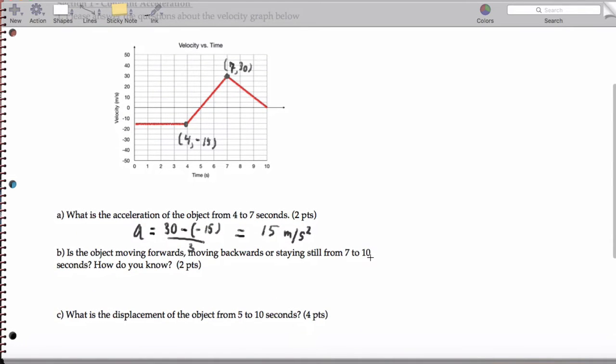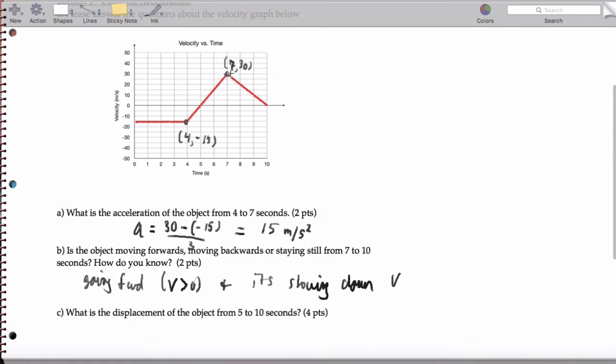All right, next we ask, is the object moving forwards, backwards, or staying still from 7 to 10 seconds? How do we know? Well, from 7 to 10 seconds, we know that it is going forwards, and we know that because v is always bigger than 0. And it's slowing down. The reason we know it's slowing down is that, yes, v is always bigger than 0, v is positive all the time, but as time passes, v gets closer and closer to 0.